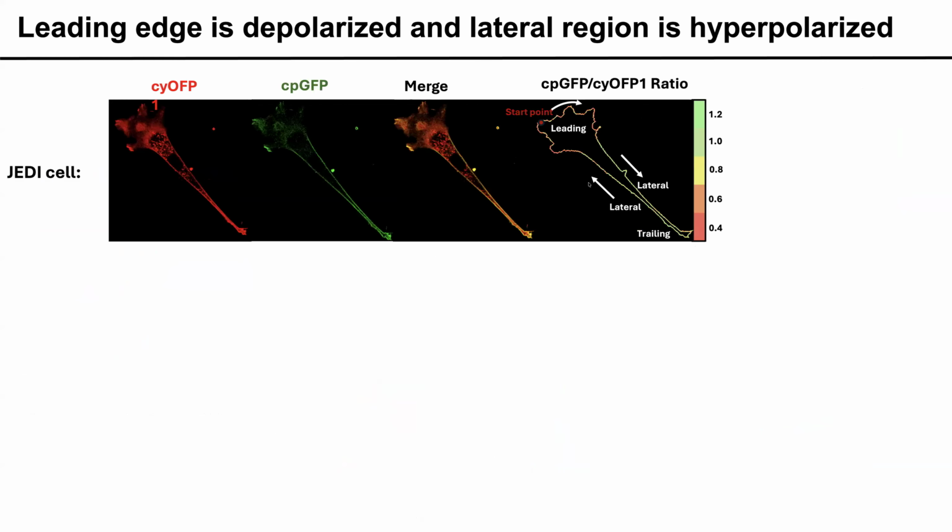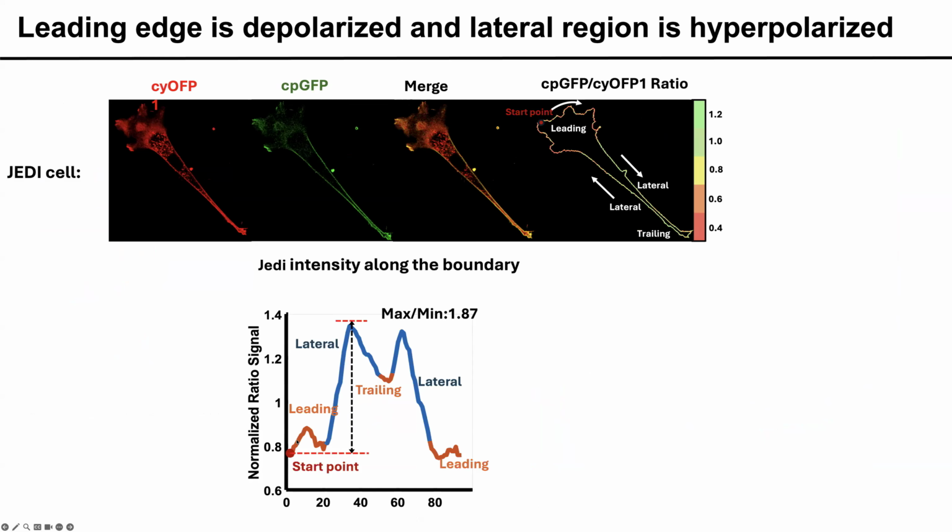So we do this quantification by masking the cell, right? Masking the boundary, and then just go around the cell periphery. So we're only looking at the cell periphery. We're removing signals coming from the cytoplasm. And then you can mark out different regions of the cell, right? You can clearly see the leading edge, the lateral region, and the trailing edge is right about here.